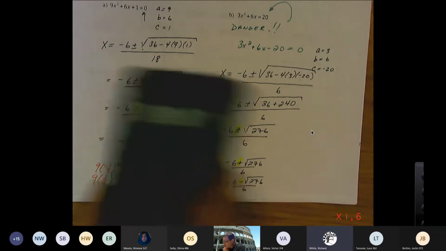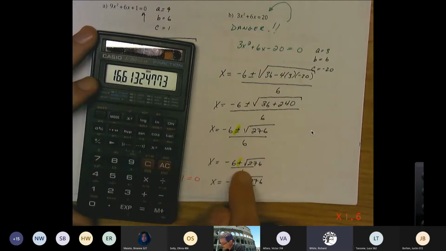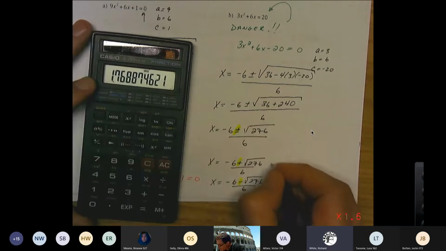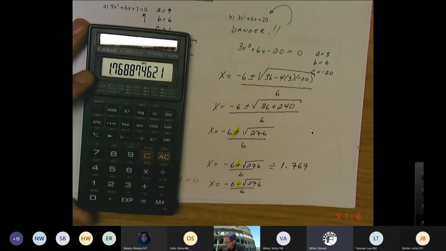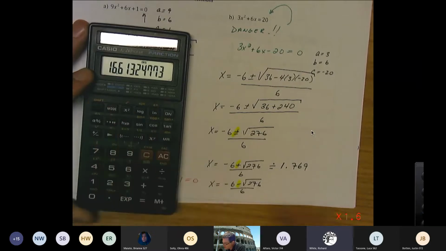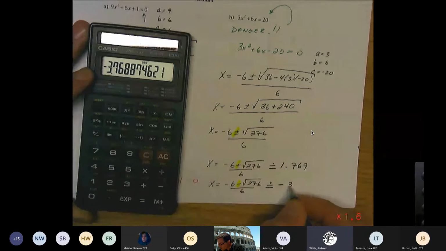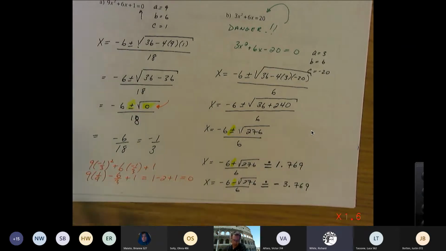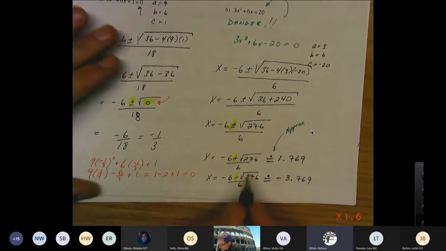These are exact answers. If I use my calculator, I can get an approximate answer. That's the square root of 276. I'm going to add -6 to it, and I'm going to divide by 6. That's going to give me an approximate answer of 1.769. Three decimal places, why not? And this one down here, the negative square root of 276 plus -6 divided by 6, is going to give me an approximate answer of -3.769. Now, a couple of things. That symbol means approximate. So that's an approximate sign. This is the exact answer.